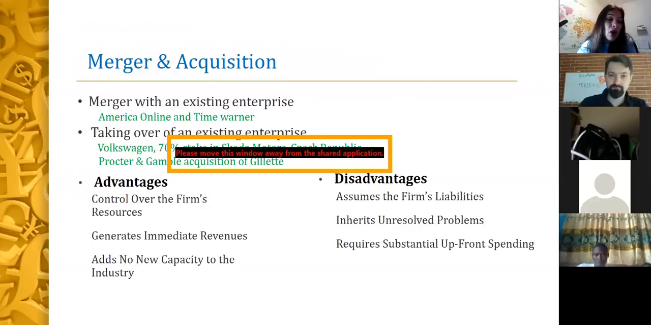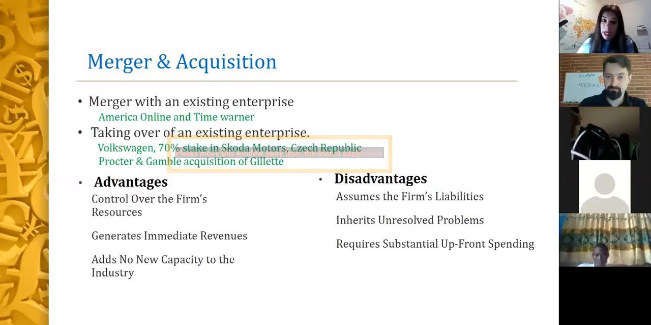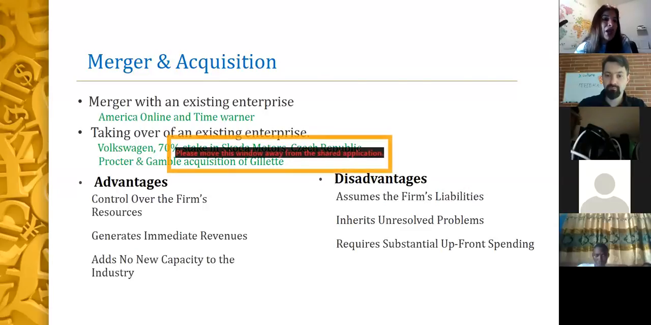Or you might decide to merge your business with an existing company, like America Online and Time Warner coming together. The difference between merger and acquisition is that when America Online and Time Warner merge, they form a new company. So A plus B is equal to C. But in the case of acquisition, the acquiring company does not lose its legal existence. It is the acquired company which is losing its legal existence.